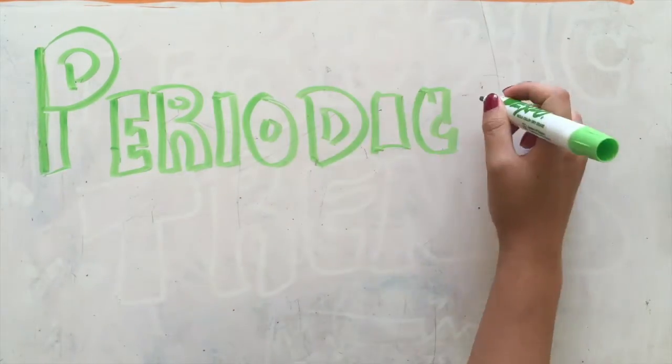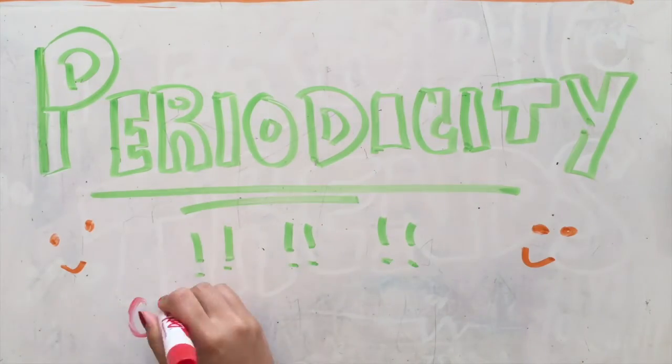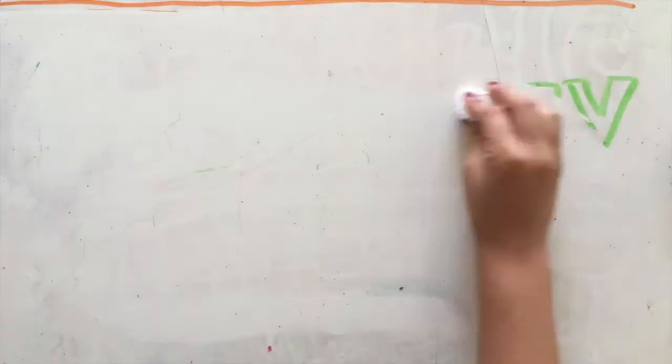Hey guys, so today we're going to talk about periodic trends. Periodicity is one of the most fundamental aspects of the periodic table. It refers to the recurrent trends in elemental properties.